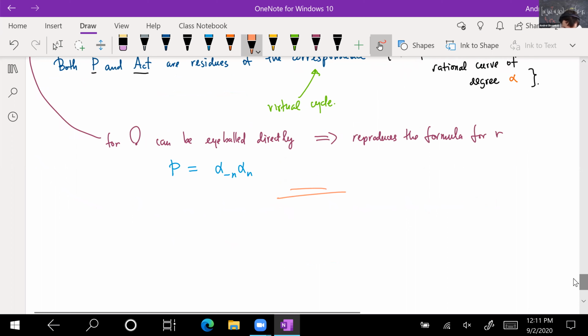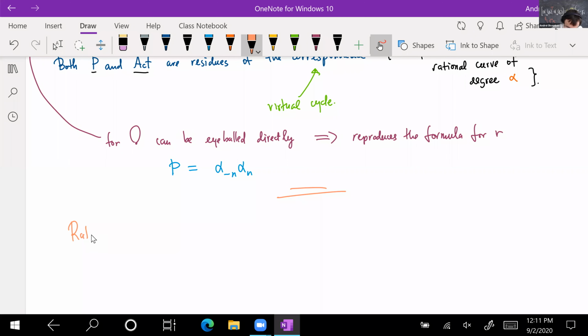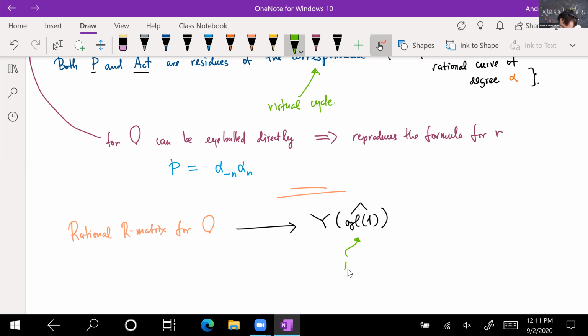We're constructing some quantum group that has to do with the rational or cohomological R matrix for this quiver with one loop. That should give us a quantum group, which is kind of like the Yangian of GL one hat, which is the algebra generated by our alpha ends.